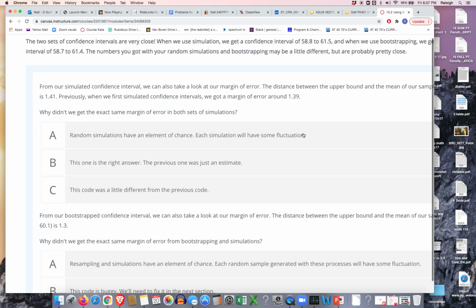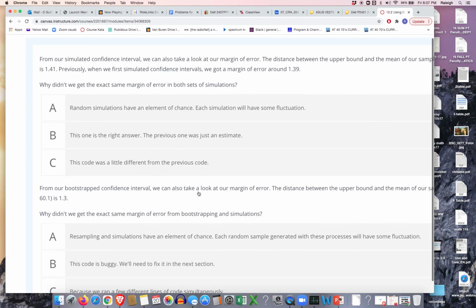Absolutely, yes. It should be pretty close. This one is the right answer. The previous one was just an estimate. Not really, no. The code was a little different from the previous code. Well, that has nothing to do with it.